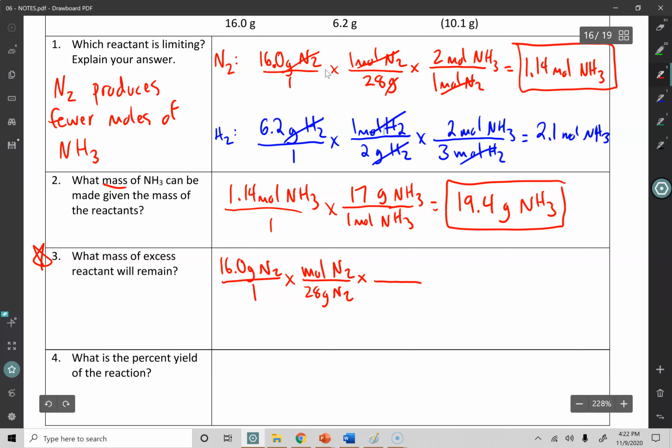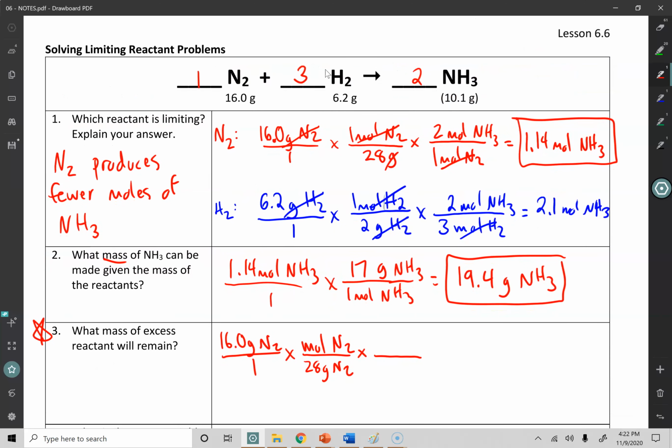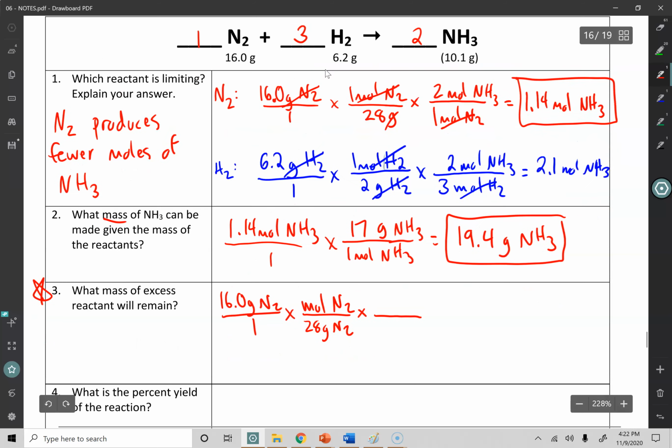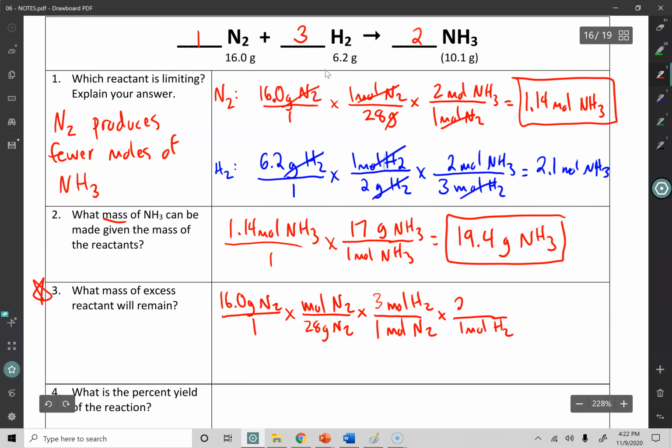I'm going to use my balanced chemical equation to get from nitrogen to hydrogen. So 3 moles of hydrogen can be consumed every time 1 mole of nitrogen is consumed. And it's asking about mass, so let's get this into grams. 1 mole of H2 would have a mass of 2 grams. All right, grams of nitrogen cancels out. Moles of nitrogen cancels out. Moles of hydrogen cancel out. And my answer should be left in terms of grams.